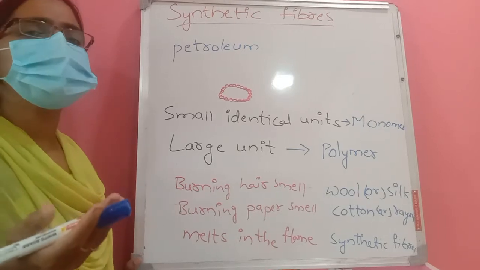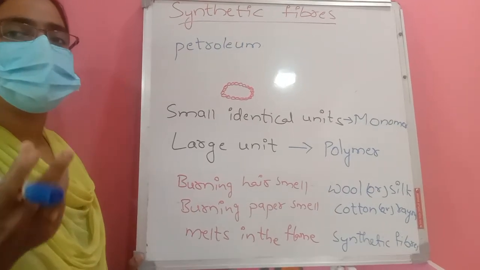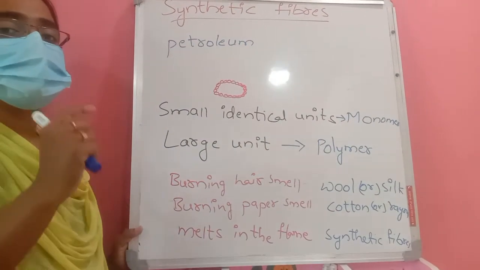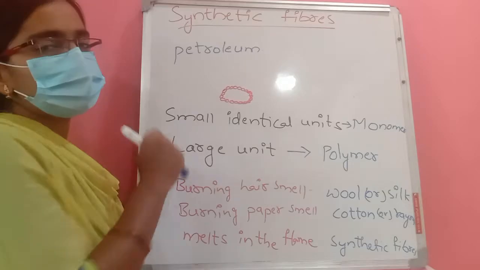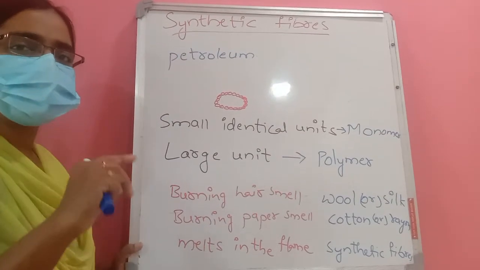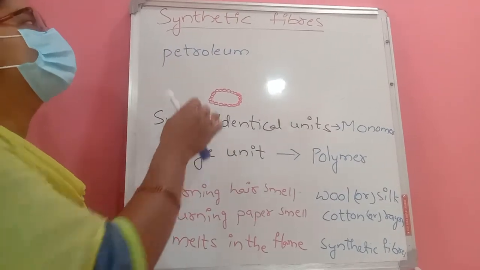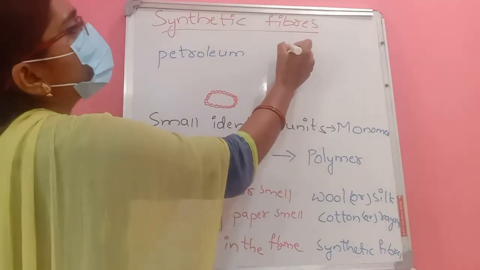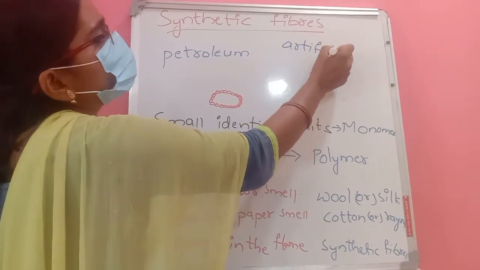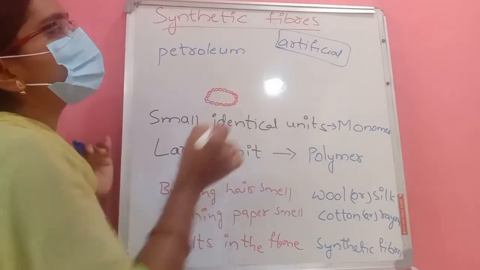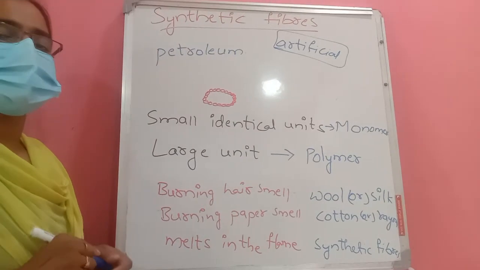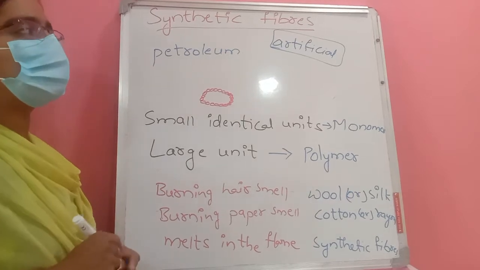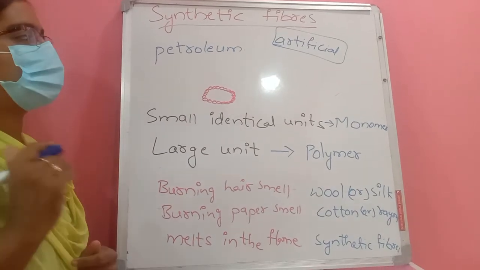So, synthetic fibers. Natural fibers are those we may get from plants or animals. But for synthetic fibers, the raw materials are obtained from petroleum. From petroleum we get some raw materials, and from those raw materials we get these synthetic fibers. Synthetic fibers are artificial fibers. Both are the same. These are man-made fibers; in the laboratory we have to make them. That's why synthetic fibers are called artificial fibers or man-made fibers.